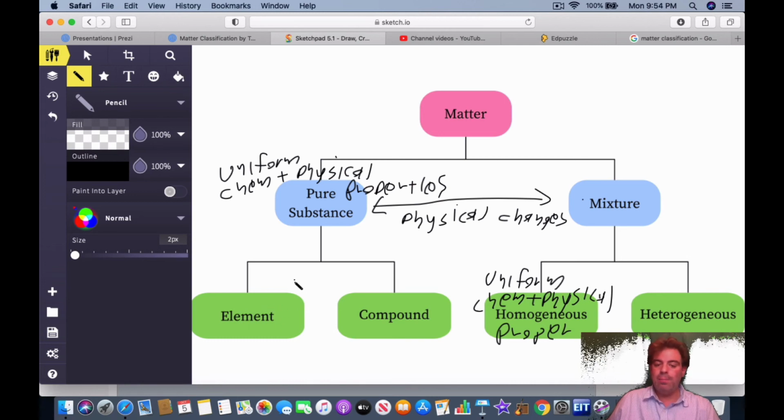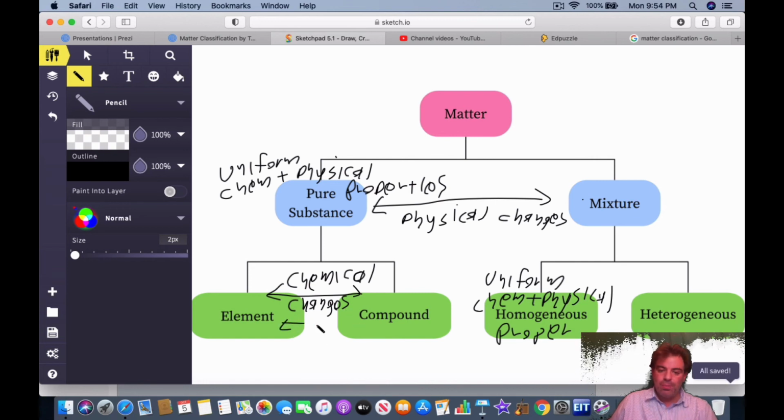However, between elements and compounds, you always have chemical changes. When you go back and forth between elements and compounds, this is always going to be chemical. Allow me to please give you an example. Remember we said water last time, that is a compound. You can take this using electrolysis and break it down to hydrogen and oxygen. Okay, it's going to be diatomic, and we can do something like that.